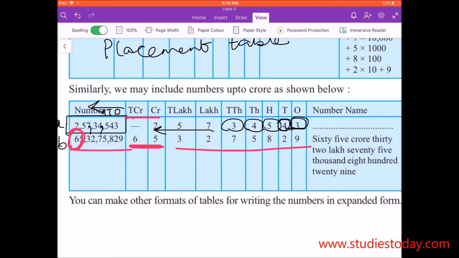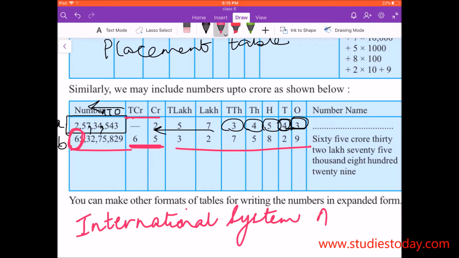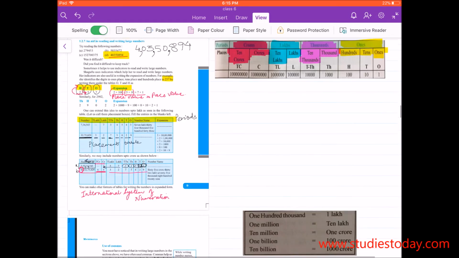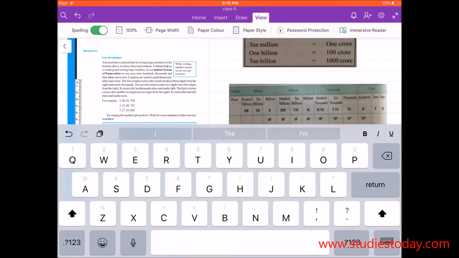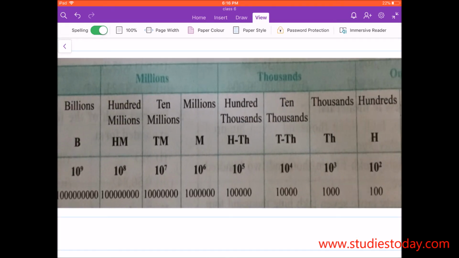Now, this was the Indian system or format that we write, but internationally when we talk about money values, we write it in the form of the International System of Numeration. Now I will show you what kind of periods the International System of Numeration has.